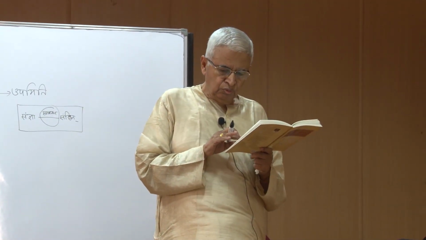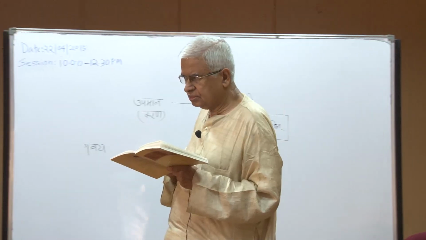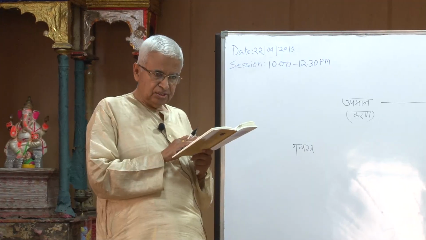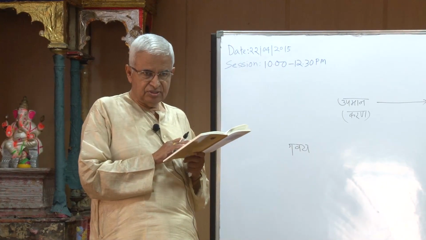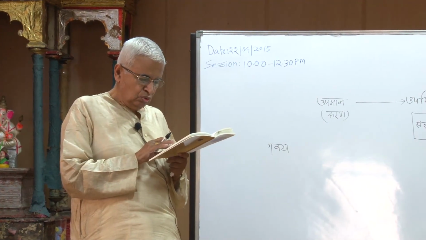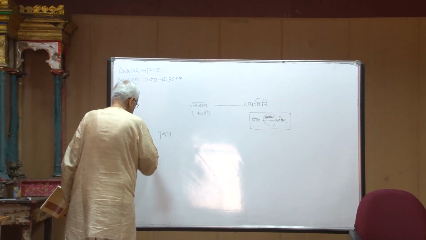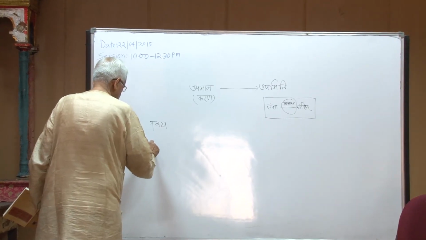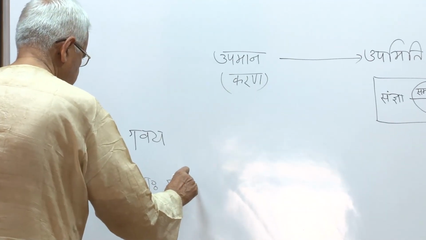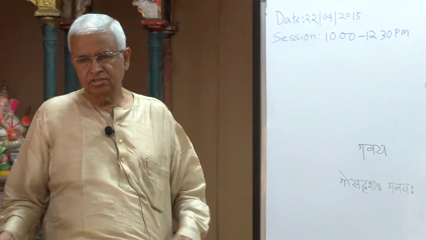What he does is, Kutaschit Aranyaka Purushat. He asks somebody who lives in a forest, Aranyaka Purusha, a person who is living in a forest. He asks him, then the person says, Go sadrisho gavaya. What is gavaya? He says, Go sadrishaha gavaya. Oh, so you do not know the meaning of the word gavaya. Gavaya is some animal similar to cow.